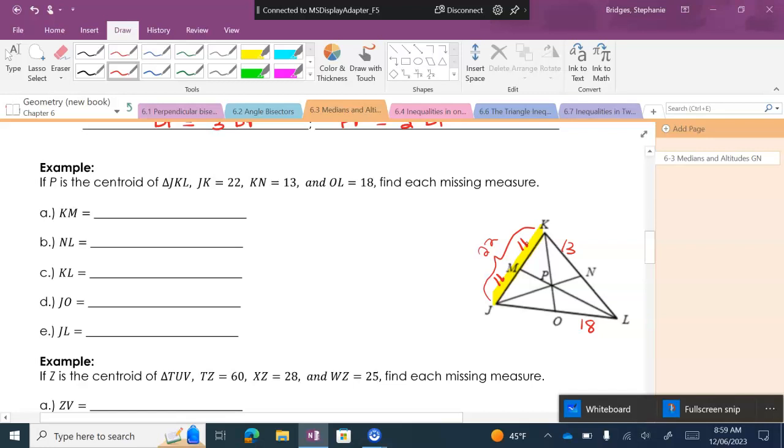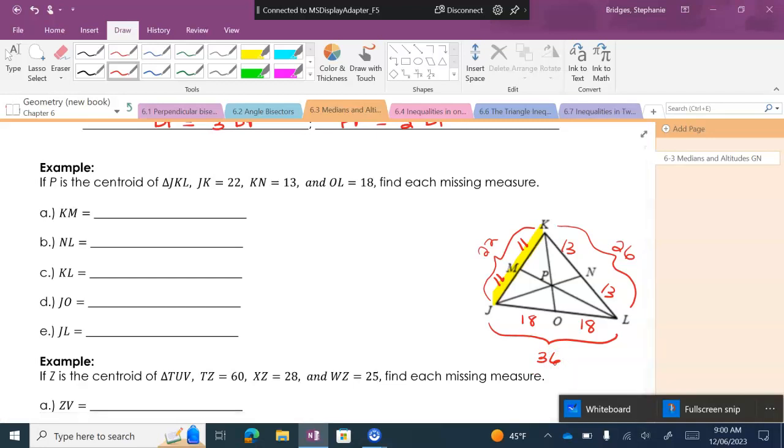Now looking at KN, if KN is 13, what else would be 13? NL, which would make that whole side how much? 26, okay. And if OL is 18, what else is 18? JO, which means the whole thing would be 36. And that is all they gave me, so that's all I can fill out.